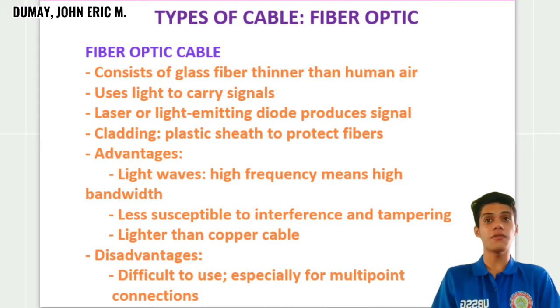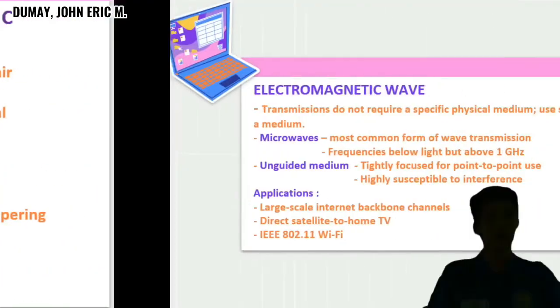The advantages of fiber optic cable: light waves have high frequency, which means high bandwidth. It is also less susceptible to interference and tampering. It is also lighter than copper cable. While the disadvantage of fiber optic cable is that it is difficult to use, especially for multi-point connections.